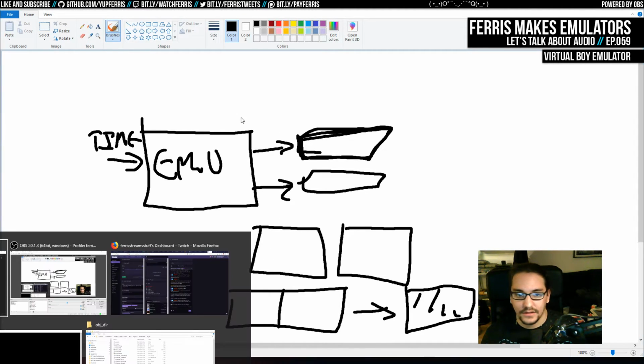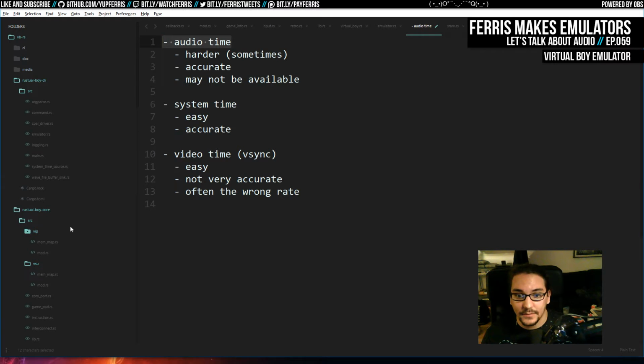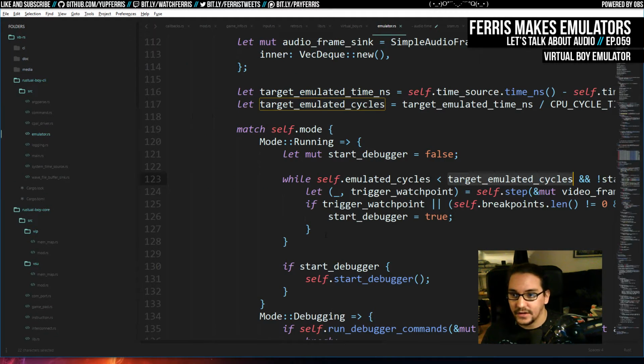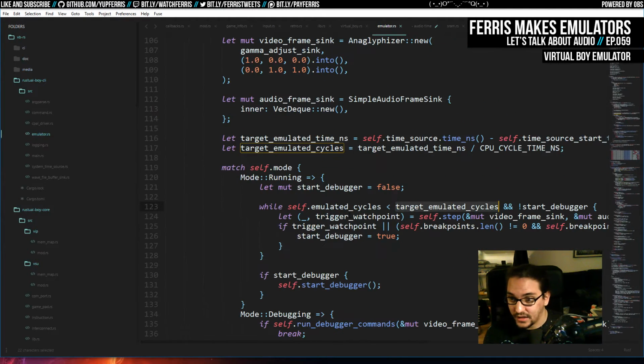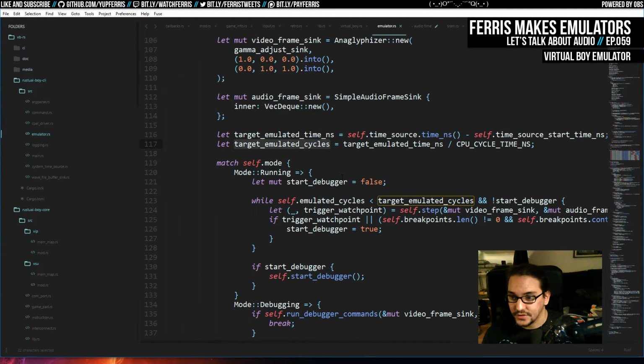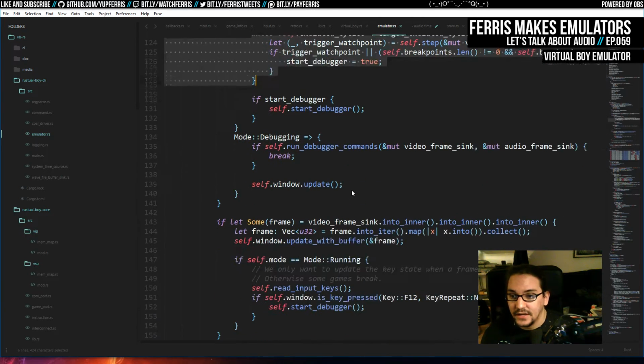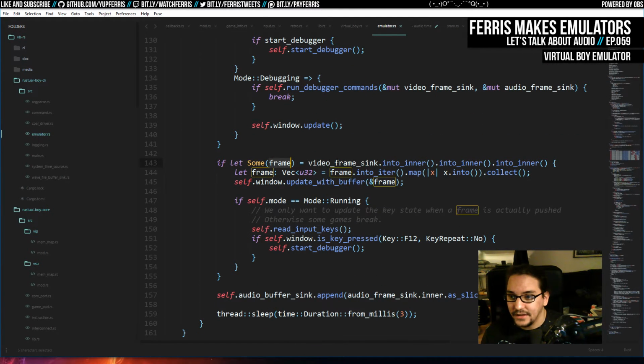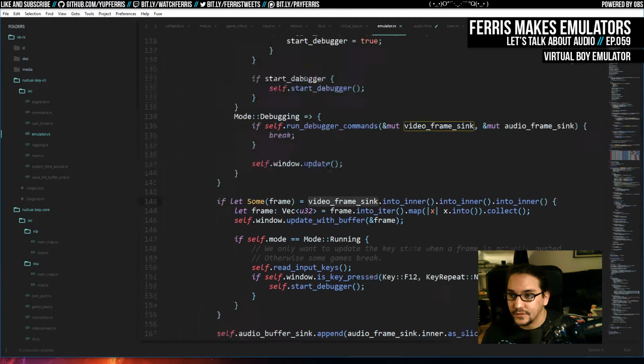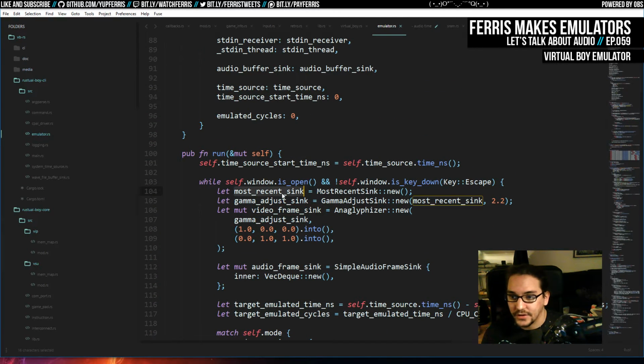I just run that. So now I wanted to talk about what you mentioned earlier, Drew. If you look at emulator.rs, this was the same thing where we figure out how many cycles the emulator should have run, and we just run it until it does that. But then what happens? Well, there may be new data in those buffers. So then we do this. If the video frame sync has a new buffer, and of course you can see up here, I have what's called a most recent sync.